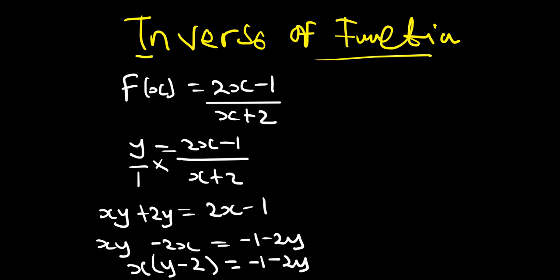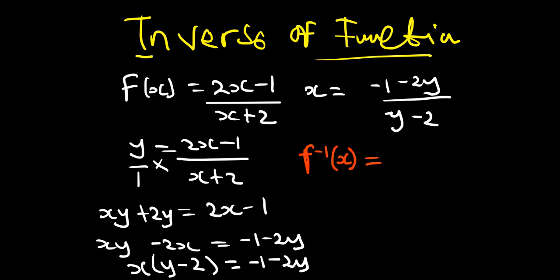Then divide both sides by y minus 2, so it means our x is going to be equal to (minus 1 minus 2y) divided by (y minus 2). So the inverse here is f inverse of x is equal to (minus 1 minus 2x) divided by (x minus 2). So this here is the inverse of the function. Now let me show you something that is interesting about the function and its inverse.